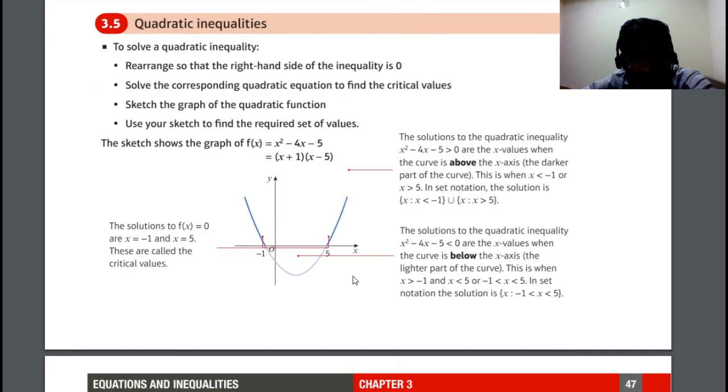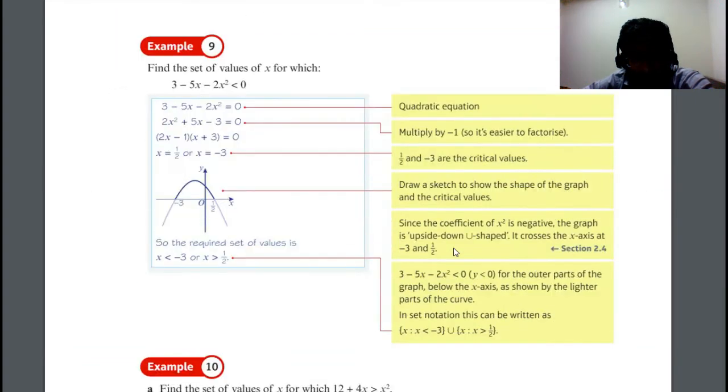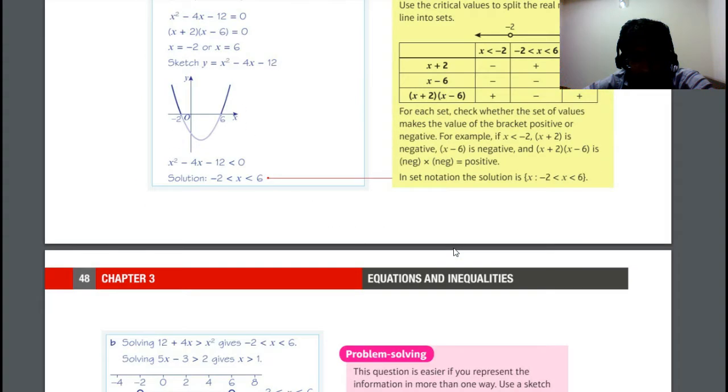Quadratic inequalities, they'll give you the region. If x squared minus 4x minus 5 is greater than 0, it means all the region above it, and for the same equation, less than means the region below it. Same for inequality, example 11.